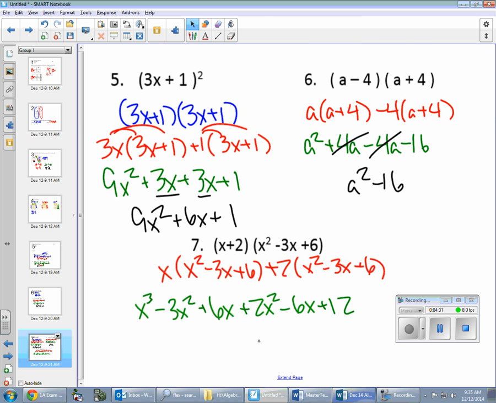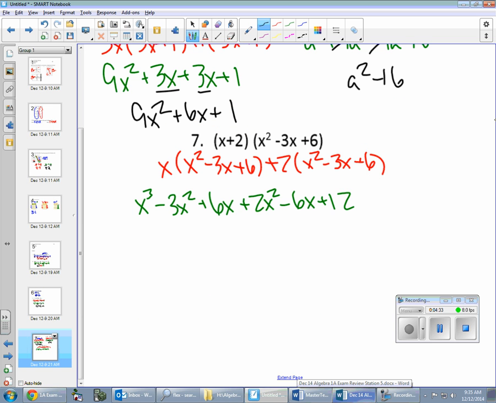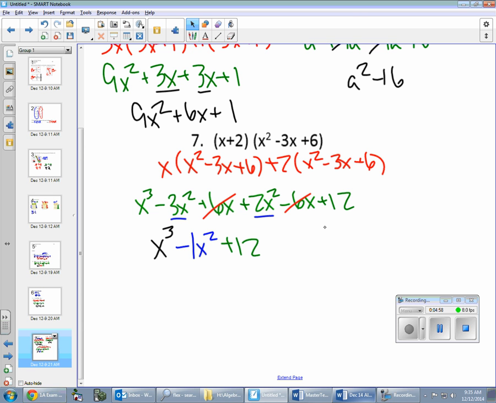And then when you combine like terms, what do we got? X to the third doesn't have any friends. We still love you, x squared. Negative 3x squared and negative, nope, that's not a like term. Negative 3x squared and positive 2x squared makes negative 1x squared. Negative and positive 6x, those are opposites, so they happen to cancel out. And then we still have a plus 12 on the end. So x to the third minus 1x squared plus 12, and that's it for station 5.